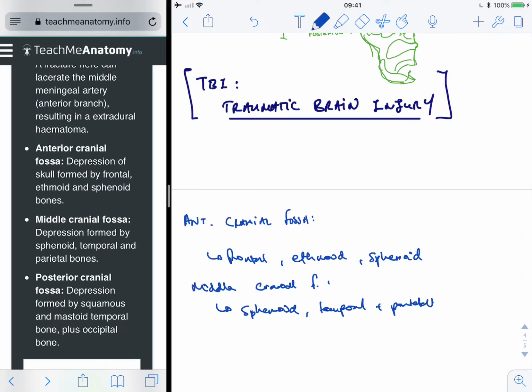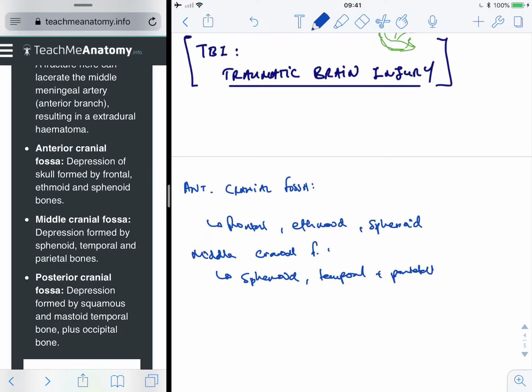Maybe the middle cranial fossa is what we notice as the temples. And the posterior cranial fossa is the depression right at the back of our head, underneath that sort of knobbly bit. And perhaps the anterior cranial fossa is the bit right at the top of the bridge of our nose. We can confirm these in a second. So the sphenoid, temporal and parietals.